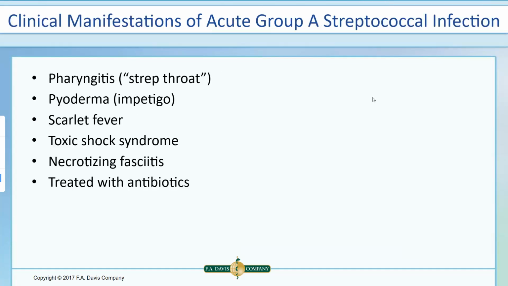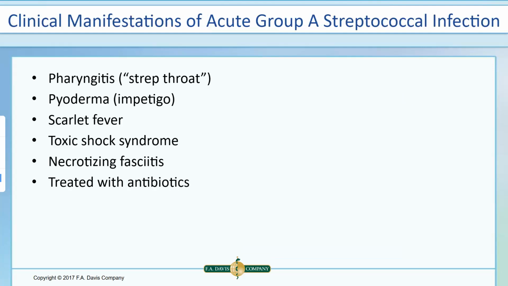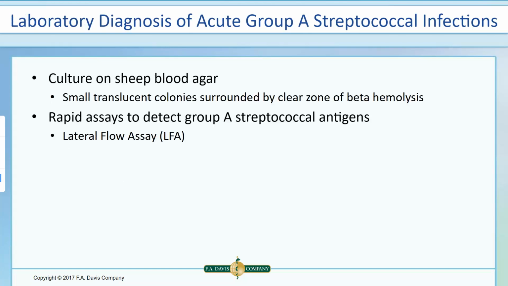So group A strep. Gram-positive cocci arranged in pairs or chains, person-to-person transmission. Some of the common clinical manifestations would be pharyngitis, pyoderma, scarlet fever, toxic shock syndrome, necrotizing fasciitis, typically treated with antibiotics. We would usually start with a culture, but then there's the rapid assay to detect strep.